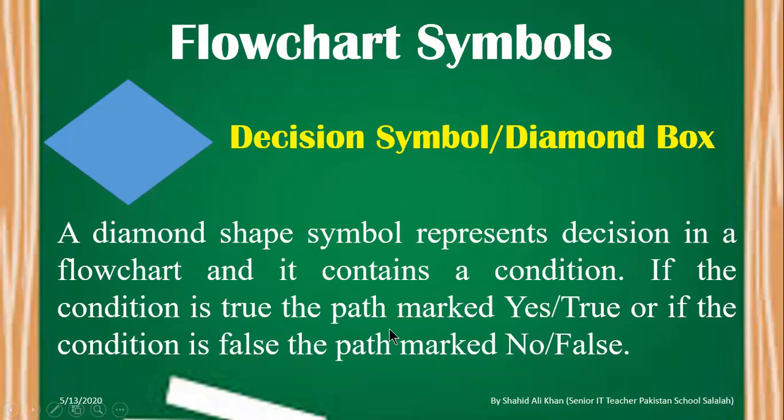So there are two options or two paths in a decision box, or two branches we can say. So whenever you are going to take any decision, there are two options, yes or no. So for that purpose, we will use diamond box in flow chart. So let's move on. What is next?